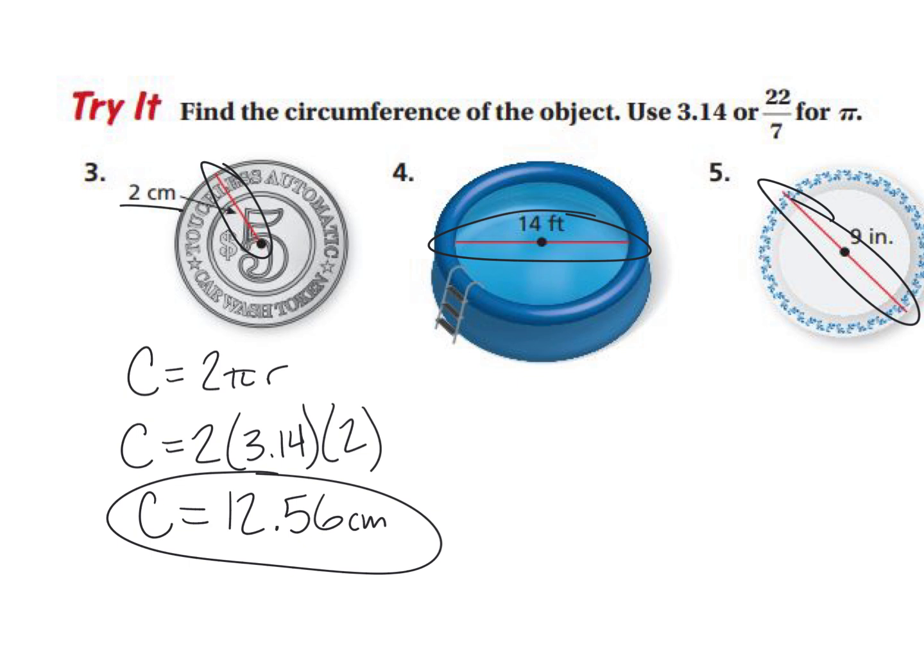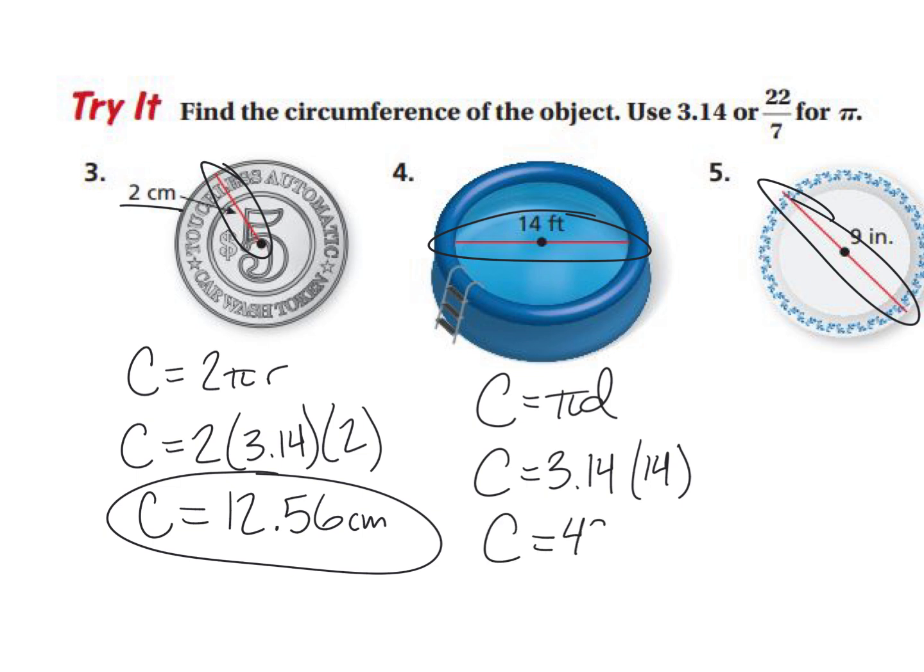For number 4, I'm given a diameter, so I'm going to use circumference equals pi times diameter. In this case, I've got 3.14 times 14, which when I type into my calculator, I get a circumference of 43.96, and in this case, it is feet.